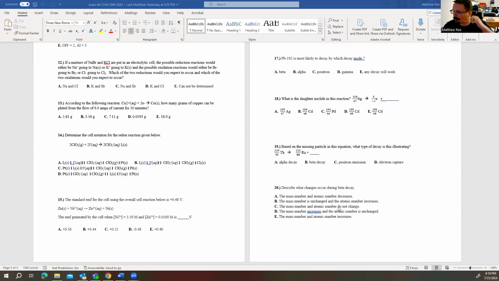And lastly, describe what occurs during beta emission. Beta decay, again, is where a neutron loses a negatively charged particle and turns into a proton. So we should see the atomic number increasing because the neutrons go down by one, but the protons go up by one. The mass number should be unchanged. So that's why the answer there should be B.